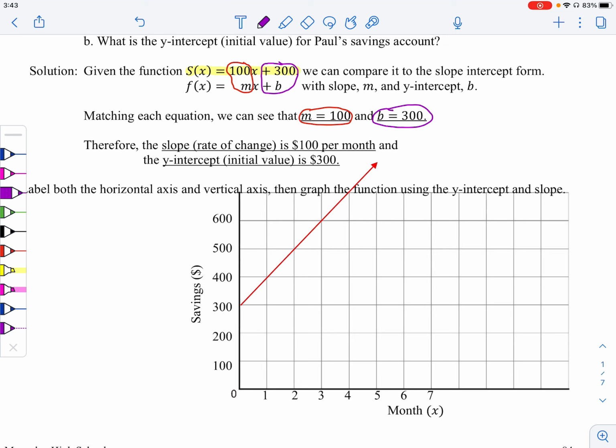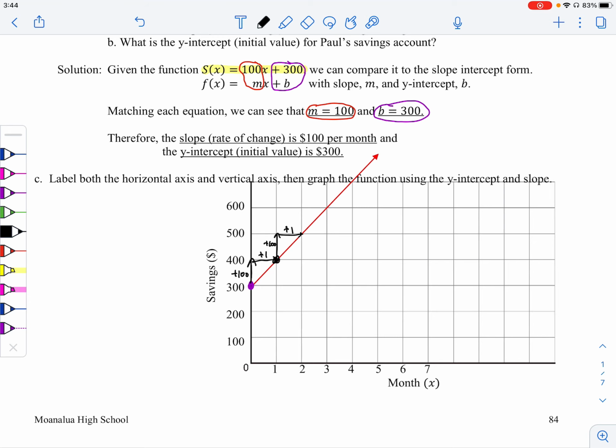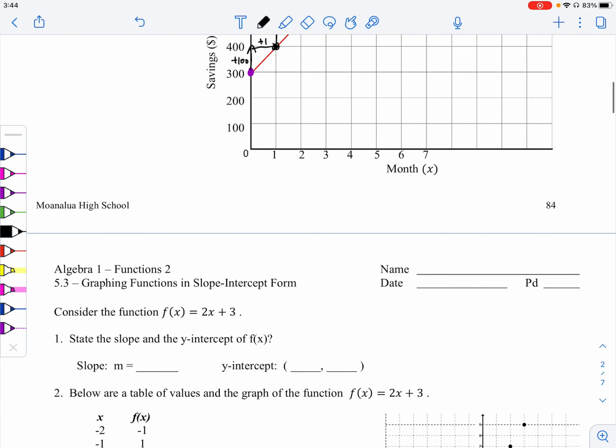Okay, and the way we start is we start at the y-intercept on the graph, and we use our slope, 100, which is 100 over 1. So we go up 100, right 1, up 100, right 1. Rise over run. Let's move up, plus 100, plus 1, and keep going. Let's follow our graph and keep making points along the way until we run out of space.